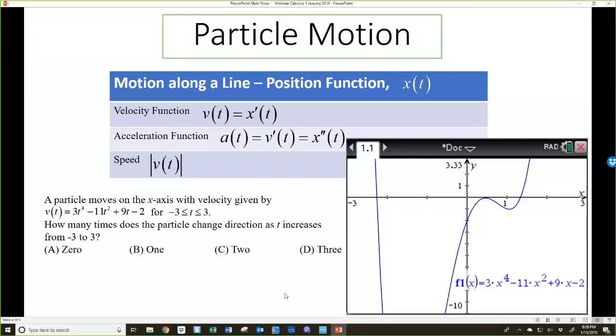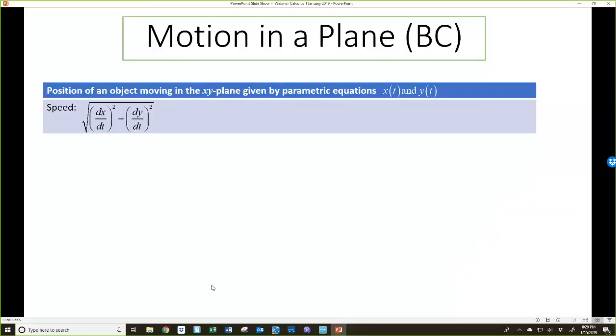So I didn't pick a lot of questions about parametric motion because I knew that the majority of our listeners might be AB teachers and not BC teachers. But one of the things that I've noticed students tend to forget very quickly is if they remember motion along a line, that speed is the absolute value of velocity, they totally lose the concept of speed with parametric equations. And so we have to constantly remind them that there's a special formula for speed when they're working parametrically, the square root of the dx dt squared plus the dy dt squared.